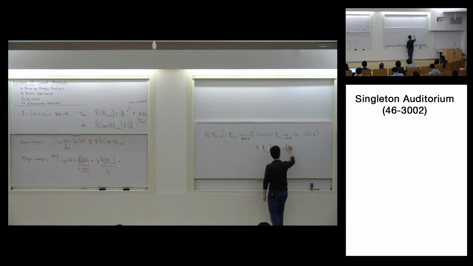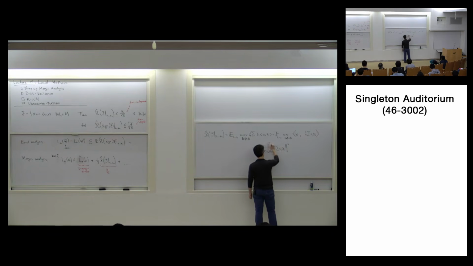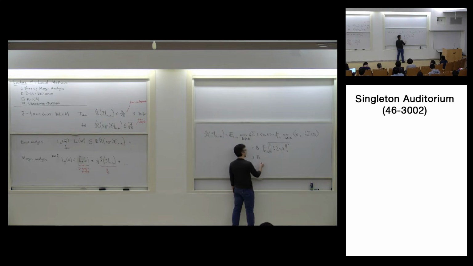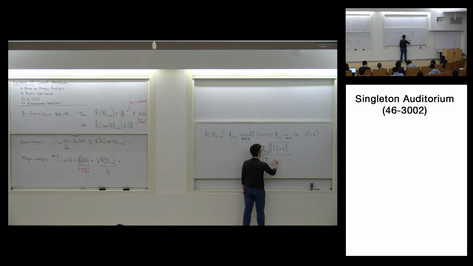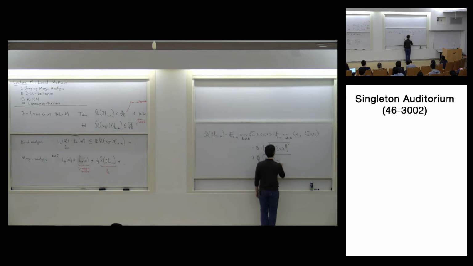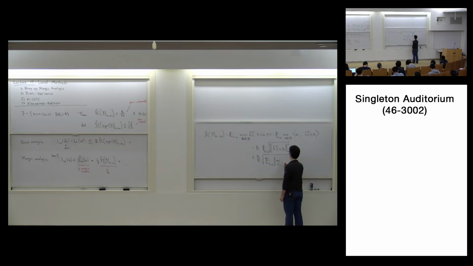And using the trick that we had before, I square and take a square root. I haven't changed anything. Then I use Jensen's inequality to pull the square root out. I get the expectation over epsilon 1 through epsilon n of the norm, now squared. Let me pull out the 1 over n. So that comes out as 1 over n. And then I get a sum of epsilon i xi squared.